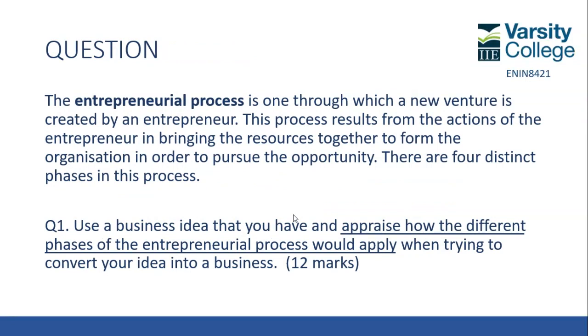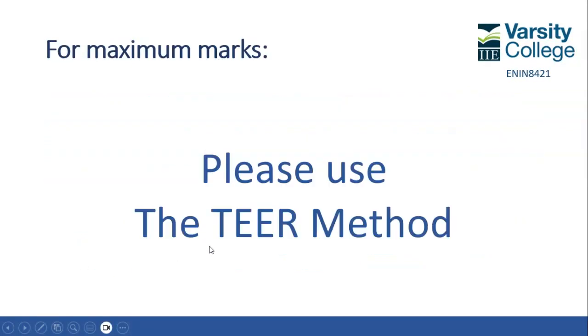So the question for this ICE activity is: the entrepreneurial process is one through which a new venture is created by an entrepreneur. This process results from the actions of the entrepreneur in bringing the resources together to form the organization in order to pursue the opportunity. There are 4 distinct phases in this process. And question 1 says, use a business idea that you have and appraise how the different phases of the entrepreneurial process would apply when trying to convert your idea into a business.